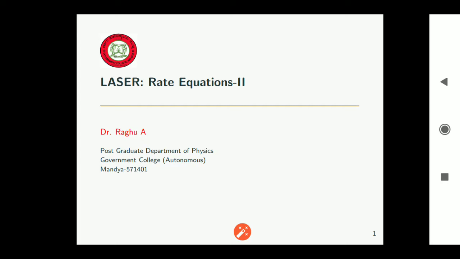Good morning. Today we are going to learn about rate equations, the second part of the rate equations in laser. I am Dr. Raghu A, working at Government College Autonomous, Mandya.